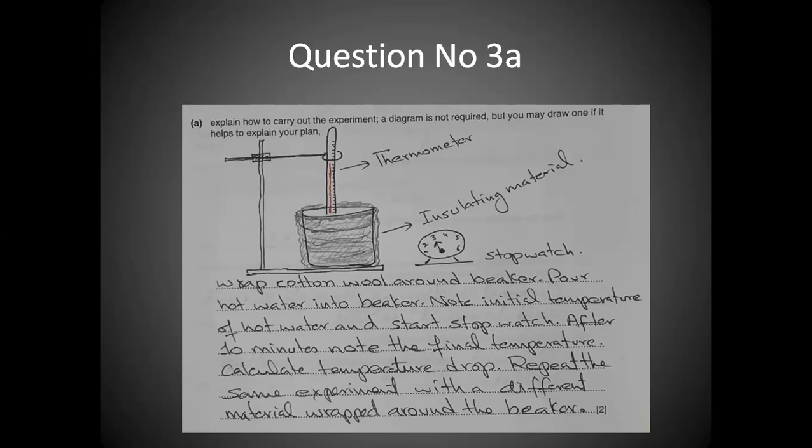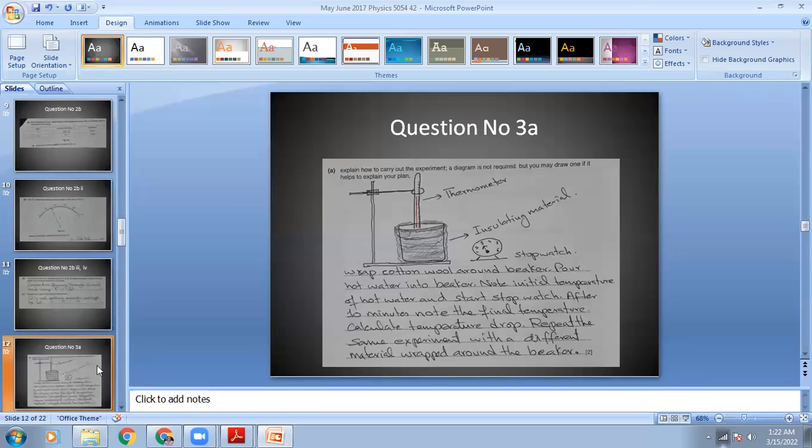So let me read my answer. Wrap cotton wool around beaker. Pour hot water into beaker. Note initial temperature of hot water and start the stopwatch. After 10 minutes, note the final temperature. Calculate the temperature drop. Repeat the same experiment with a different material wrapped around the beaker. I hope you understand this.